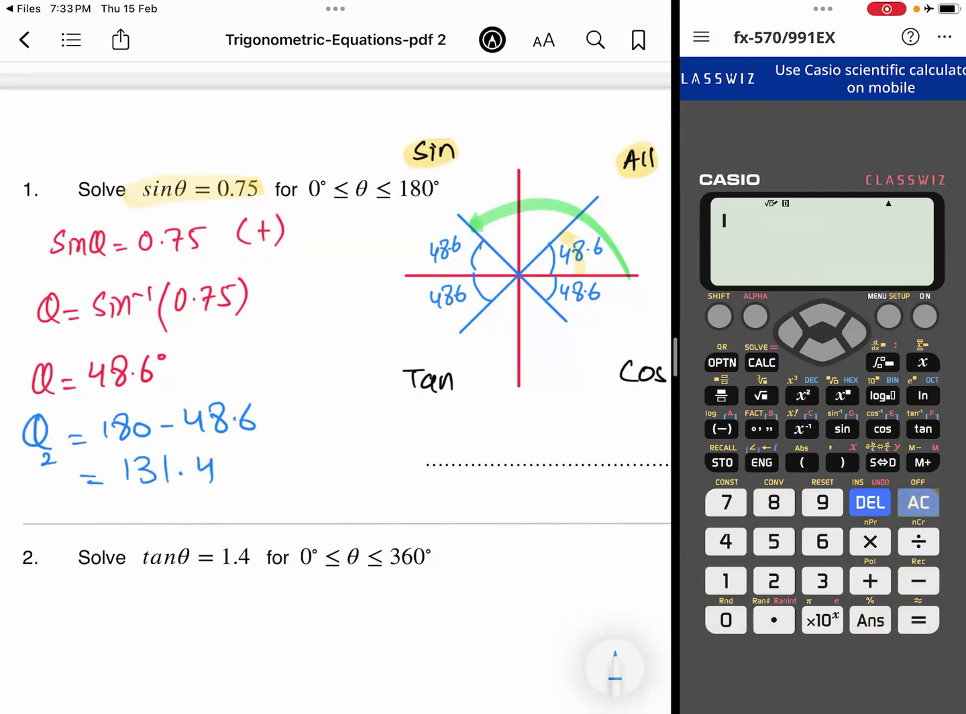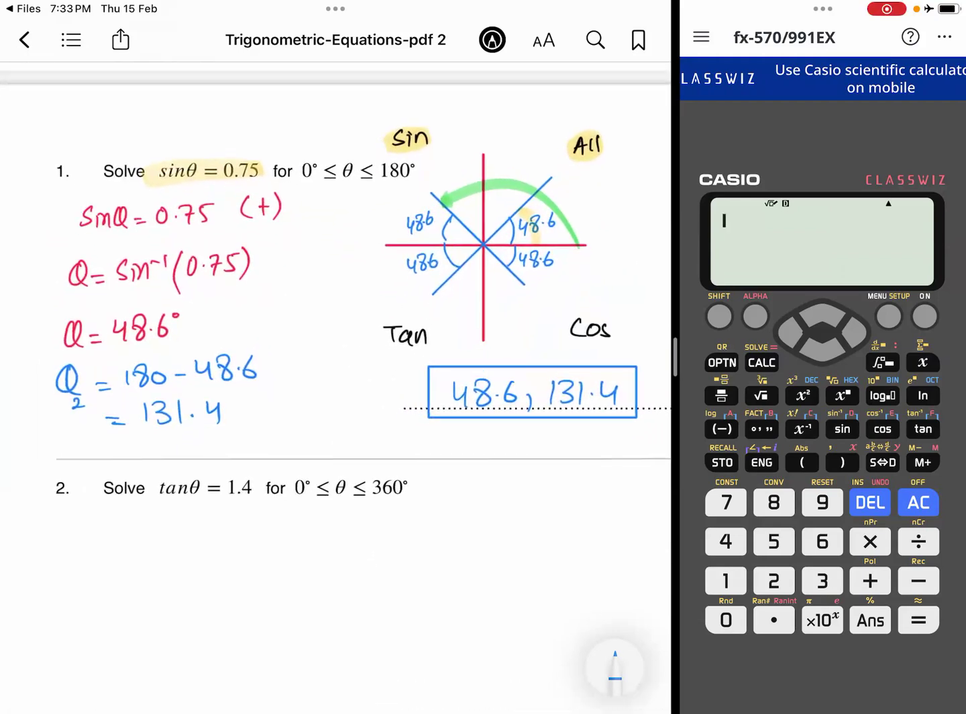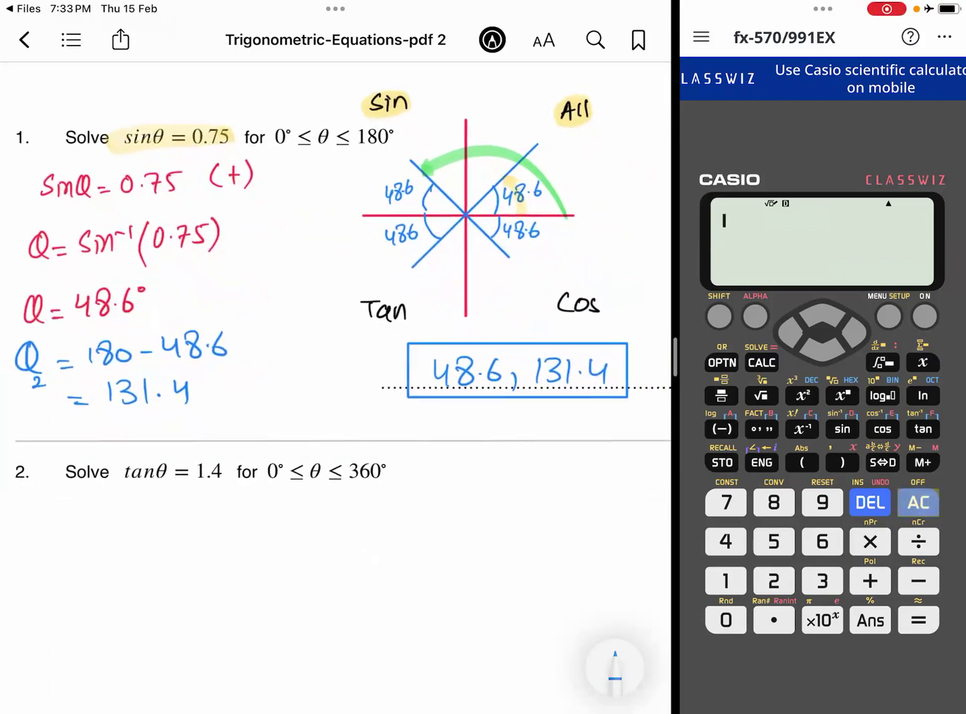So now what is the learning here? We got two answers here, 48.6 and 131.4. Abdurrahman, if I punch these answers along with sine, I will get the answer 0.75. Check, please. Sine 48.6. Can you see that you got 0.75? Yes, sir. Now check sine 131.4. Press equal. See, you got the same answer. Yes or no?